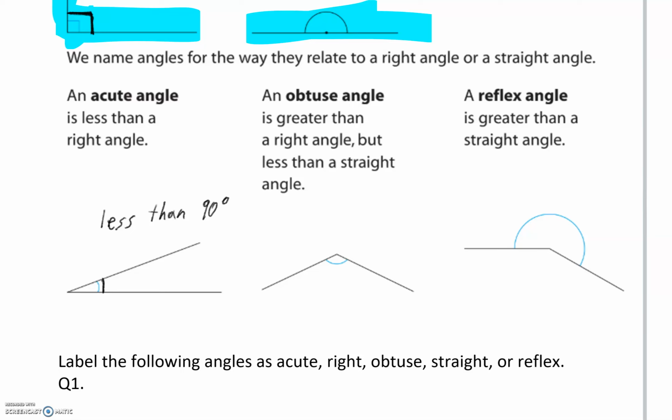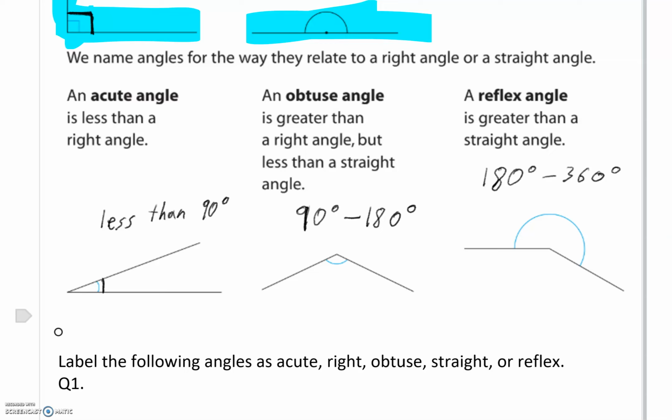Obtuse angles are things that are bigger than 90 degrees, and yet smaller than 180 degrees. So bigger than a right angle, and less than a straight angle. And reflex angles are ones that you can basically think about as the opposite of an obtuse angle, right? So a reflex angle is anything that's between 180 degrees and 360 degrees.